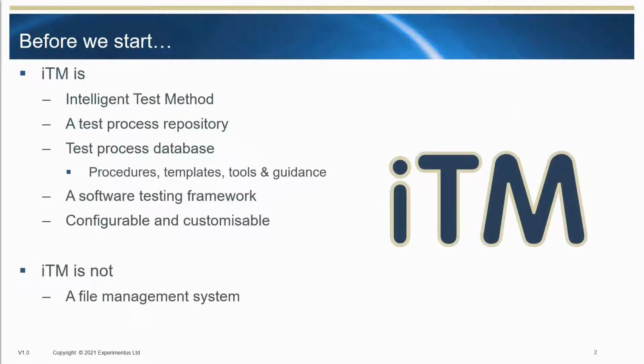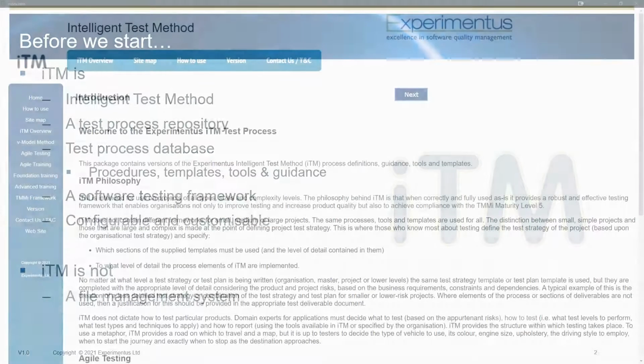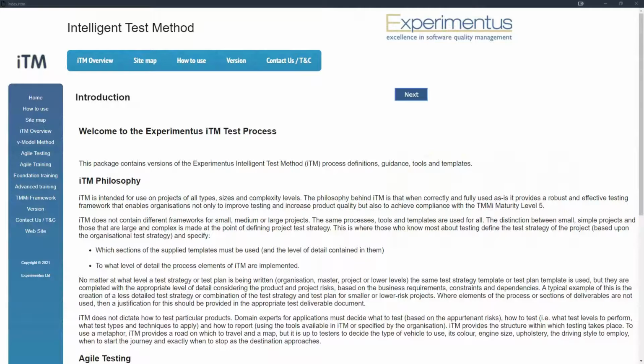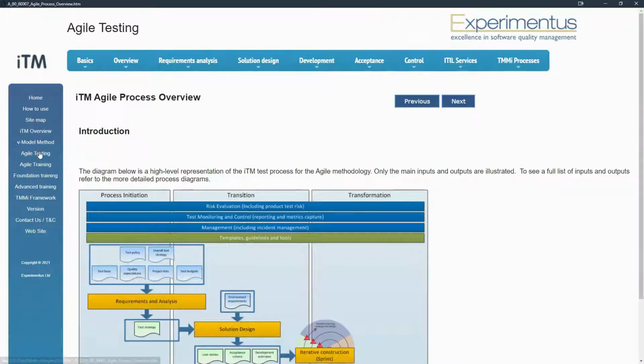So with all that in mind, let's have a look at iTM. iTM contains testing frameworks for two software testing methodologies, Waterfall or vModel and Agile. To begin with, let's look at the vModel method.